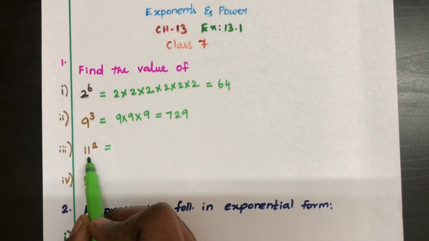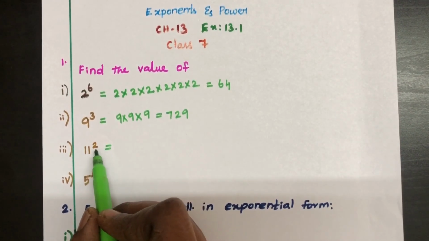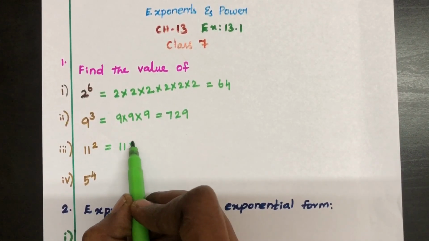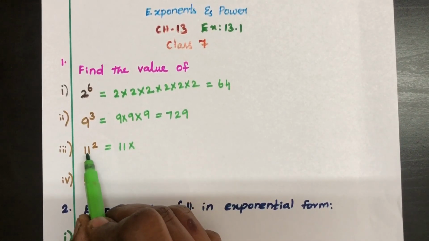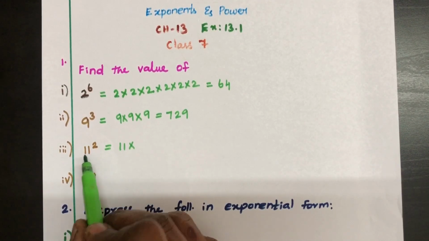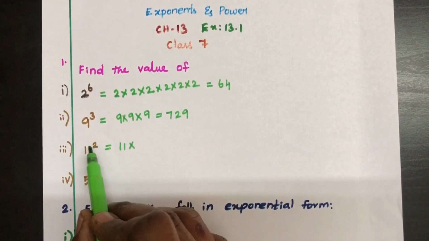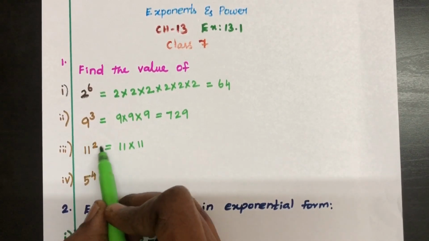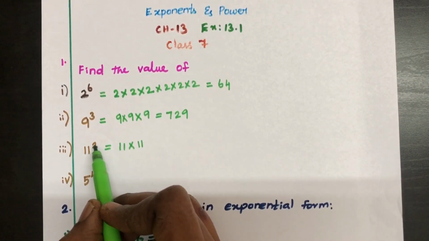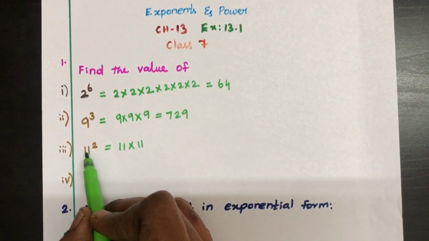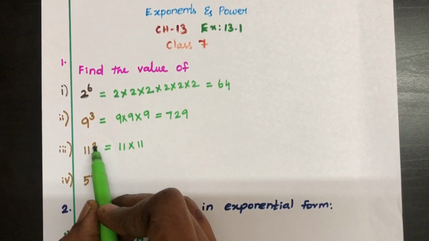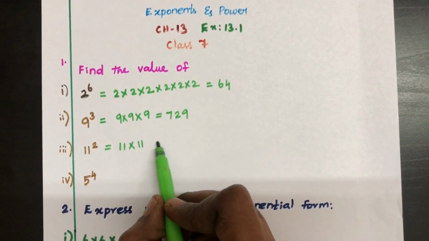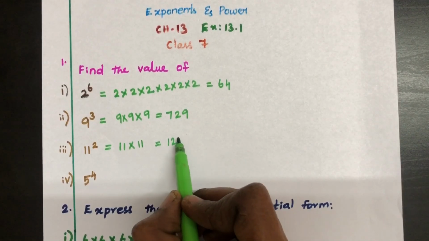Here 11 is the base, 2 is the power. 11 to the power 2. So 2 times we need to repeat the base 11. Always repeat the base according to the power given. Think of the power as a command: we need to repeat as much as the number given in the power. 11 into 11 is 121.